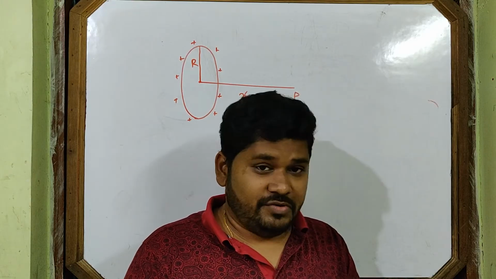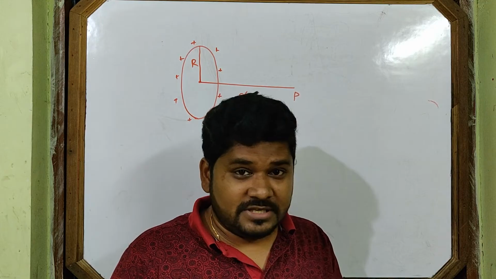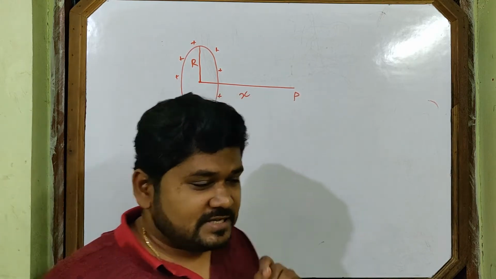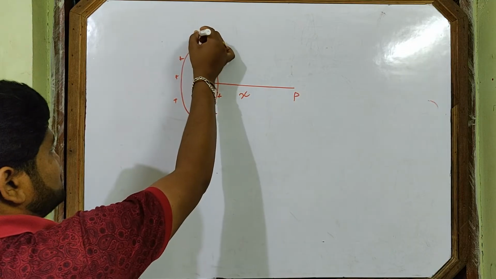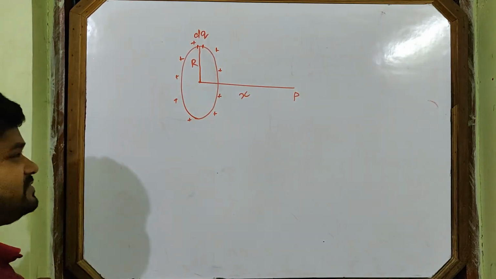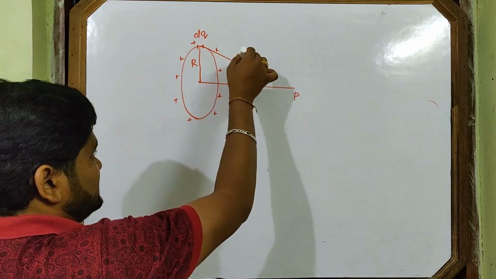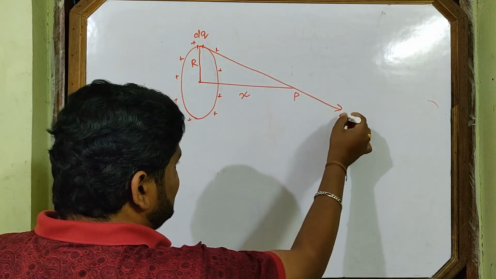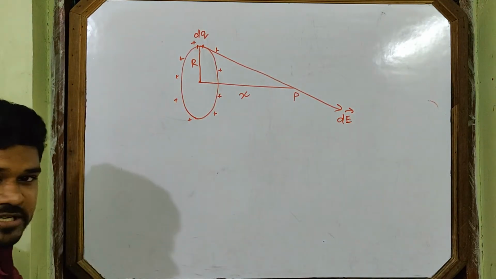Again, what will we do? We will use Coulomb's law. To use Coulomb's law, we need a point charge, but there is no point charge here. So we will consider a small section. Here you consider a small section, charge dq. Its electric field direction will be where? It is obviously away, because it is positive charge.